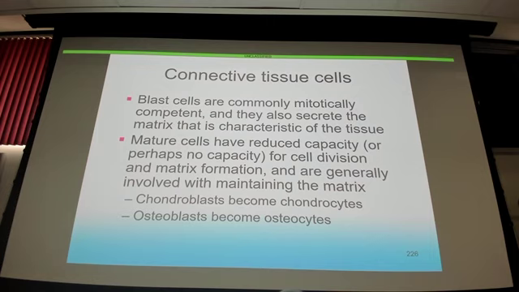Once cells mature, they generally don't have the ability to go through mitosis anymore. But they do help maintain what they call the extracellular matrix. They can help maintain the qualities of that. So if you take a chondroblast, an immature cartilage cell, it will become a chondrocyte. An osteoblast will become an osteocyte.